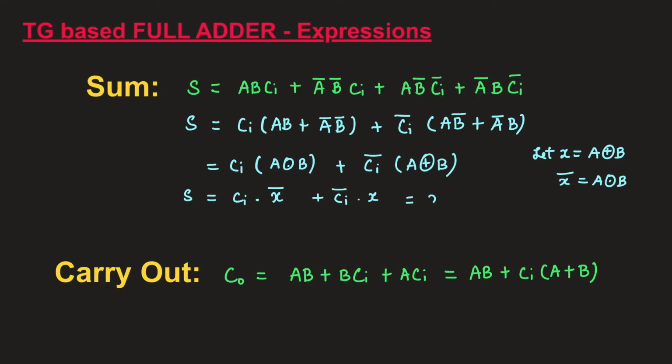So which means we can rewrite this as X XOR Ci, and we know now what is X? Therefore X is equal to A XOR B. So the final sum expression can be rewritten as A XOR B XOR Ci. And this is the exact sum expression for a general full adder.